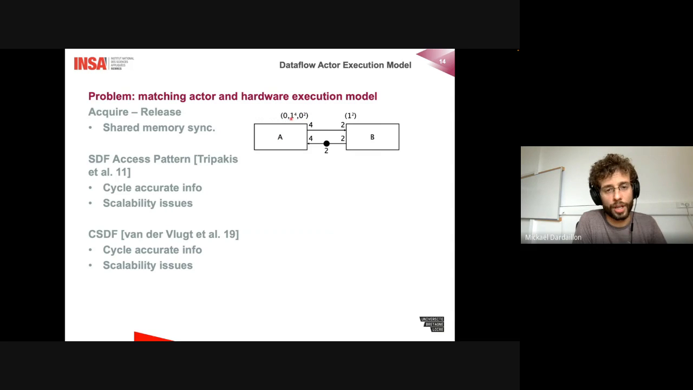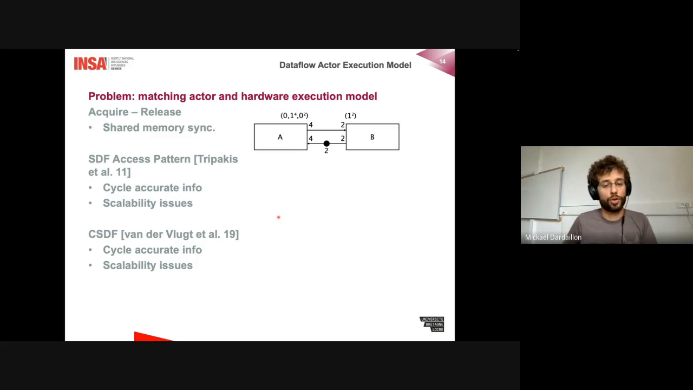the production and consumption as a series, which is repeated, and we can repeat the whole sequence. So that's a more compact way to represent the problem. We are facing the same challenge in terms of the accurate information which is needed, and we still have the same scalability issue if we want to simulate that.